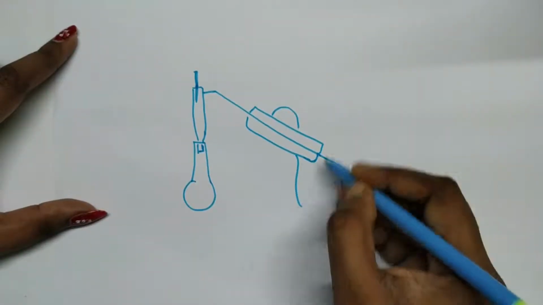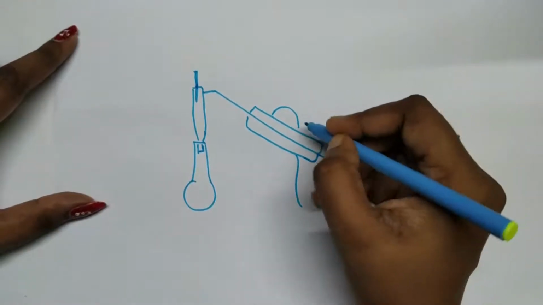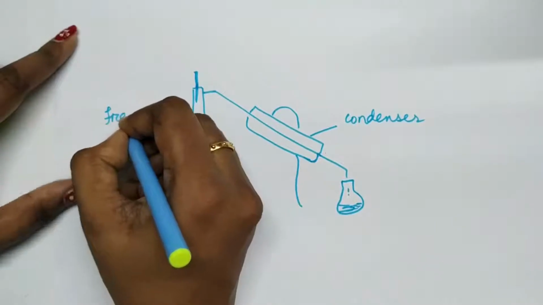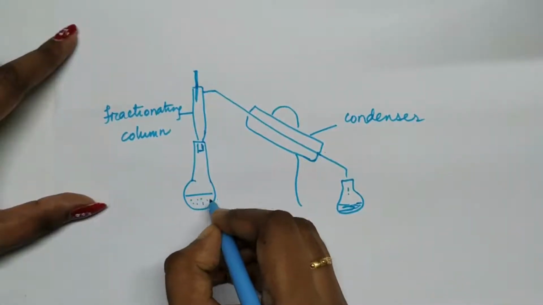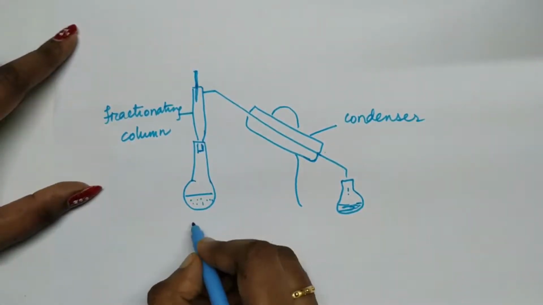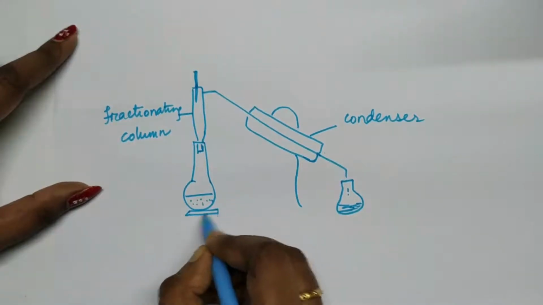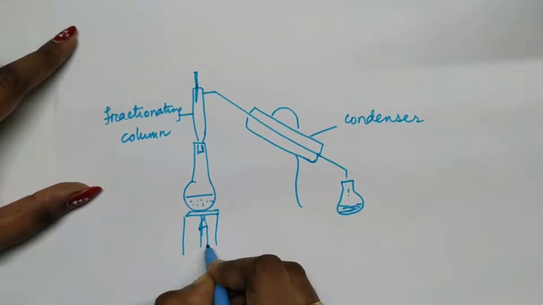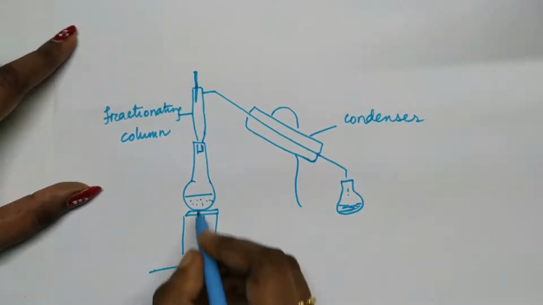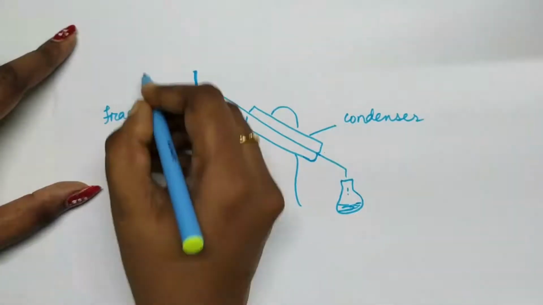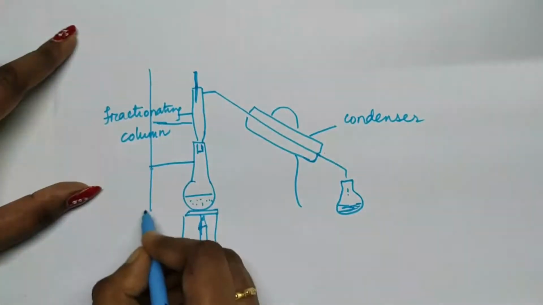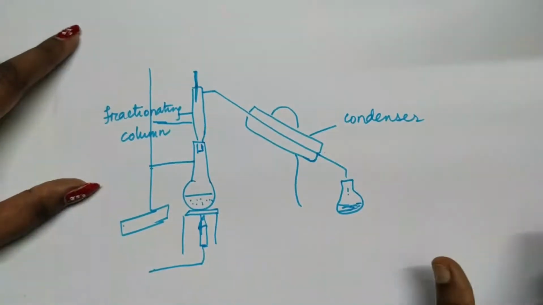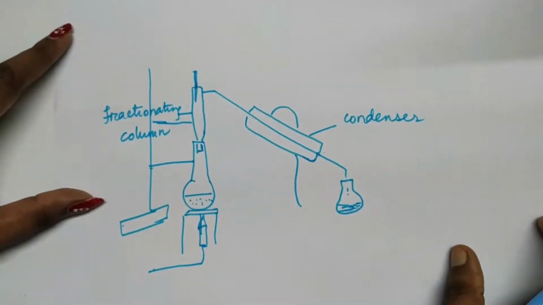We are having a pipe which is connected with the cold water. This is a condenser, this is a fractionating column, and you can see the mixture of alcohol and water here, and we are heating it up. It's kept on a tripod stand, and we are heating it up with a Bunsen burner, and it is all connected to a stand. Now this is a rough diagram of a fractional distillation which I am going to explain.